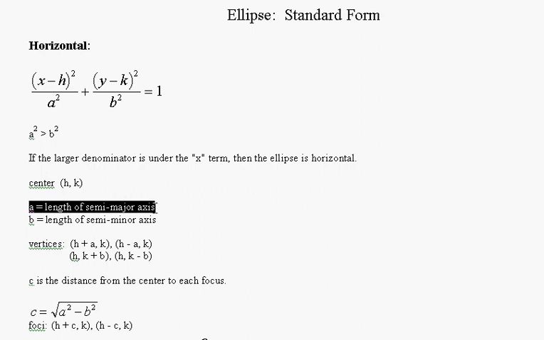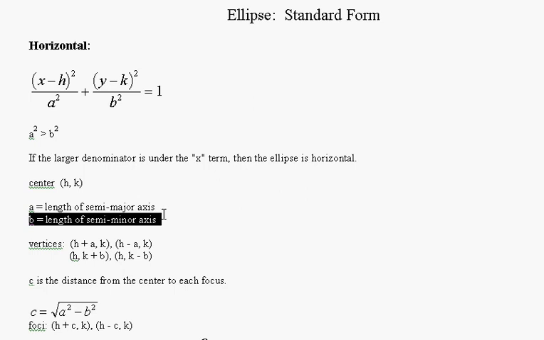Now, we just momentarily talked about the axes of symmetry. There's a major axis, that's the long one. A, the square root of the largest denominator, is half the length. It's the length of the semi-major axis. It's half the length across the major axis of symmetry. B, the square root of the smaller denominator, that's going to be the length of halfway across the minor axis.